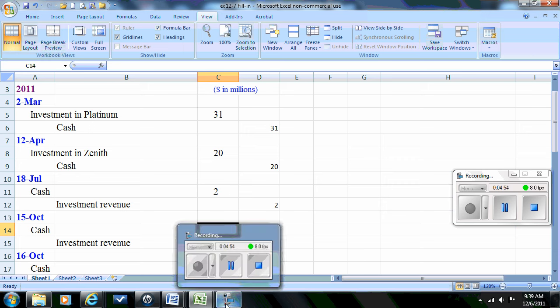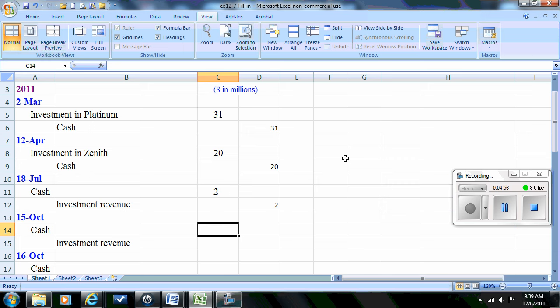On October 15th, we're going to receive an interest payment on the Zenith bonds. The payment is for $1 million, and that represents half a year's interest. So we have 10% bonds. Half of the annual interest on those bonds will amount to $1 million. So we receive a check for $1 million, and we're going to recognize investment revenue of $1 million. So our investment revenue account now has a credit balance of $3 million.